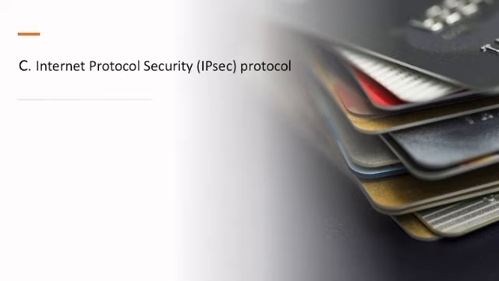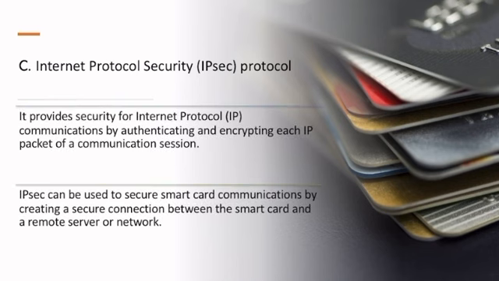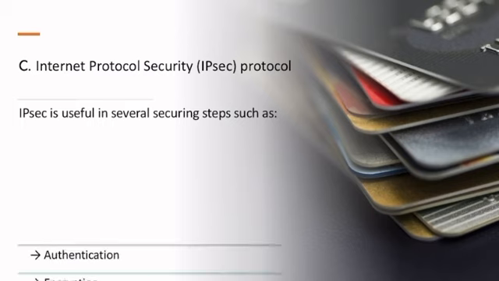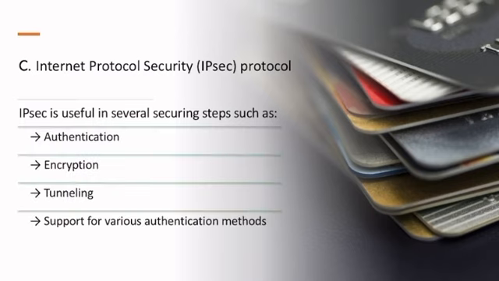C. Internet Protocol Security protocol. It provides security for Internet Protocol IP communication by authenticating and encrypting each IP packet of a communication session. IPsec can be used to secure smart card communication by creating a secure connection between the smart card and a remote server or network. IPsec is useful in several security areas such as authentication, encryption, tunneling, and support of various authentication methods.